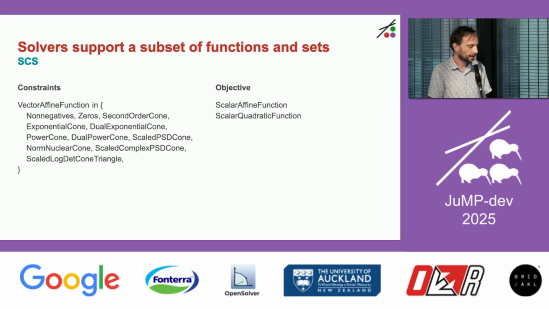SCS says, hey, I know how to support vector affine function in non-negative, 0, second order cone, and a bunch of different cones. And I know how to support the scalar affine function and the scalar quadratic objective function. Notice it doesn't know how to support variables with bounds. It doesn't know how to support scalar affine function. It only knows how to support vectors in these sets.